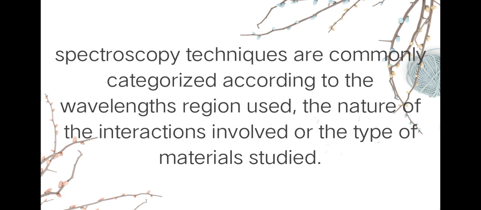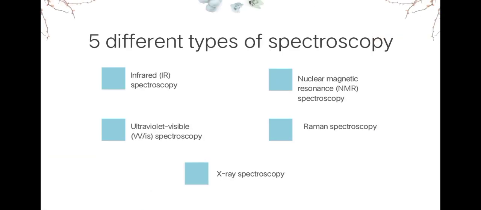It involves the splitting of light, or more specifically, the electromagnetic radiation, into its constituent wavelengths, or a spectrum, which is done in much the same way as a prism splits light into a rainbow of colors. So here are the 5 different types of spectroscopy. First is infrared spectroscopy. Second, the ultraviolet visible spectroscopy. Then, the nuclear magnetic resonance spectroscopy, the Raman spectroscopy, and lastly the X-ray spectroscopy.